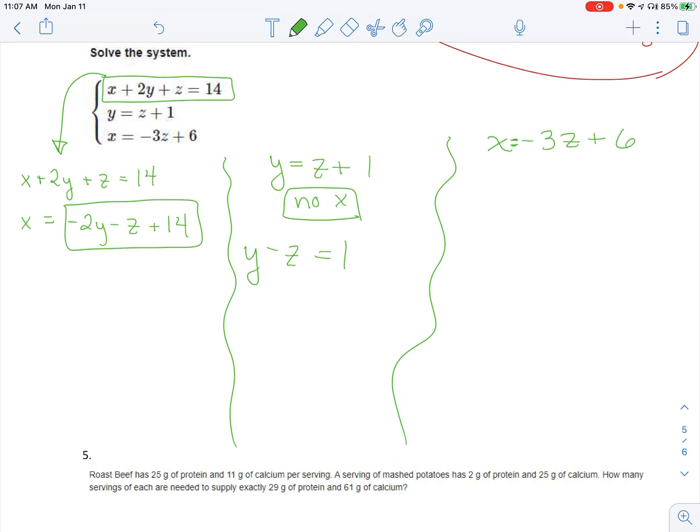So I'm going to take that big box and put it in for that x. This one's a little more cumbersome, isn't it? So negative 2y minus z plus 14 equals negative 3z plus 6. I'm going to take my 14 over to my 6 and take my 3z over here. I'm getting it in standard form. We always did that when we did these problems. This was chapter 3, section 5.